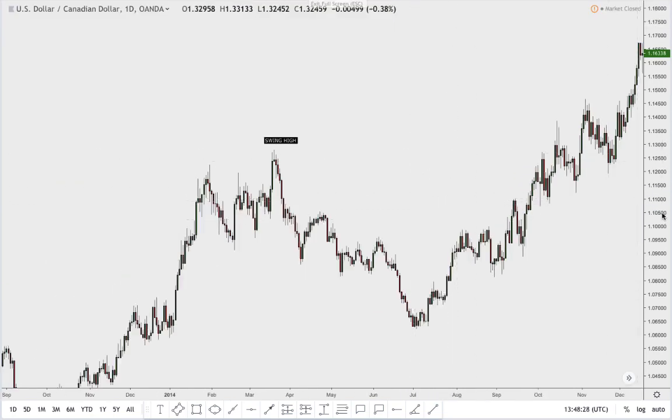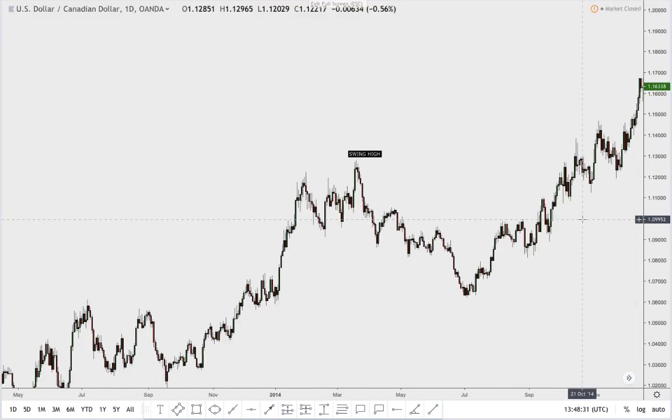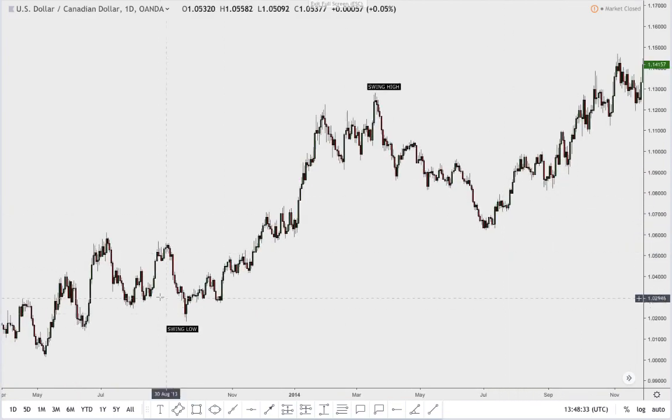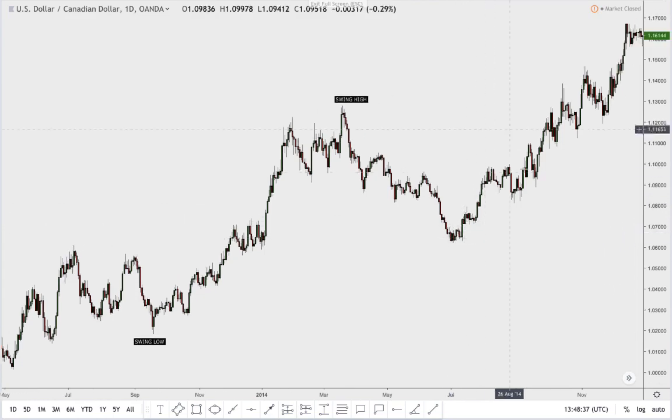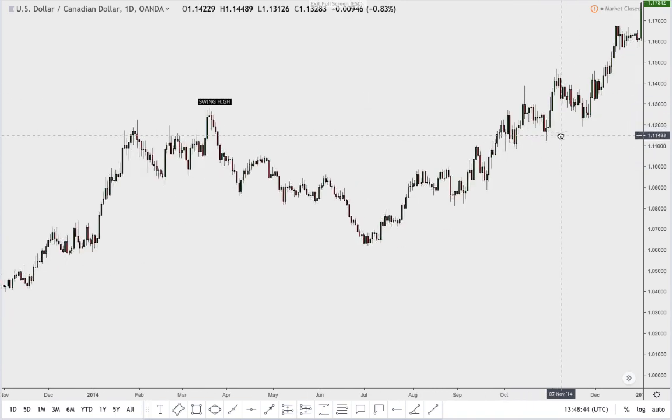So yeah, all right, ladies and gentlemen, that is Fibonacci for you in a nutshell. Draw from swing low to swing high, Fibonacci, swing low, swing high, Fibonacci, and stuff like that.